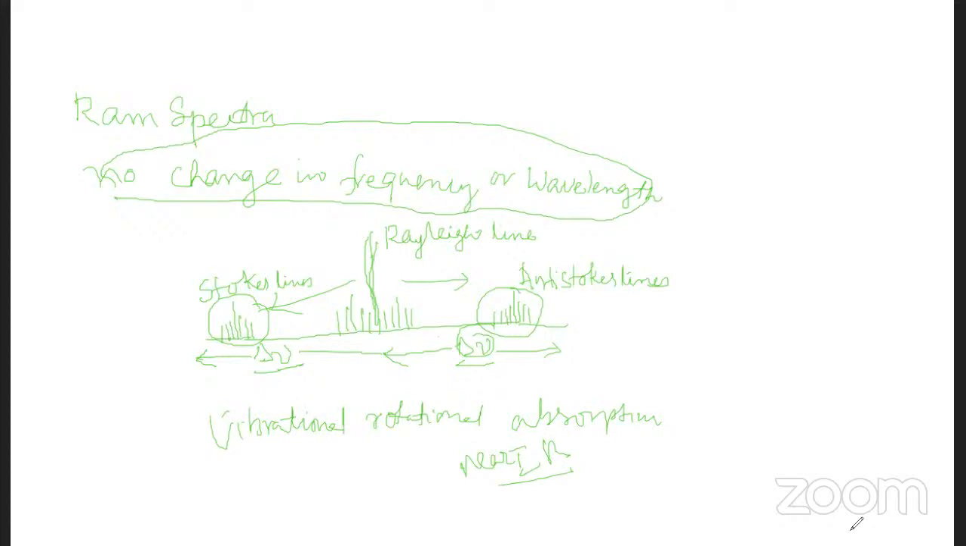a small fraction of light is scattered in all directions. The scattered light can be seen from the side of the substance. Rayleigh observed that in the spectrum of scattered light, there is a change in intensity, but there is no change in wavelength or frequency.